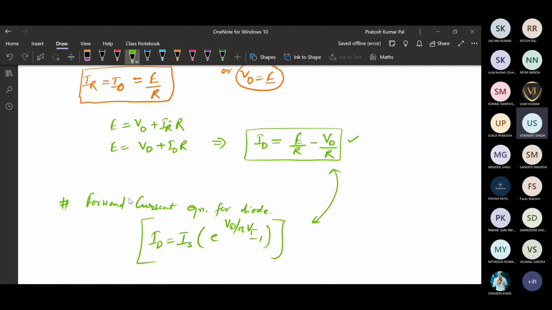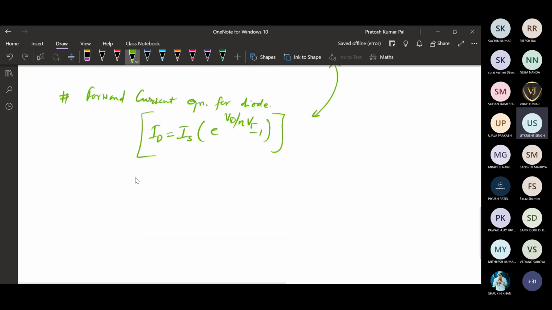Okay, that means these 2 points will be cutting each other at a point. So by solving for the ID and VD from these two equations, we can get 2 different points, IDQ and VDQ. So these points will be the points of the quiescent point. These are the current and voltage points of the quiescent point, or these 2 points, VD and ID, are also called the operating point.